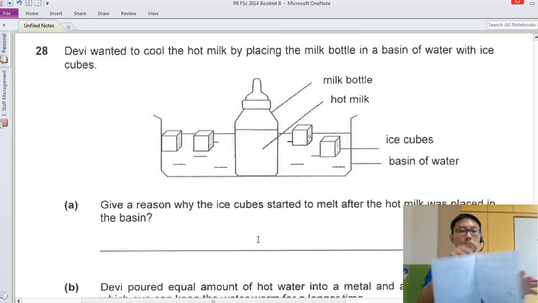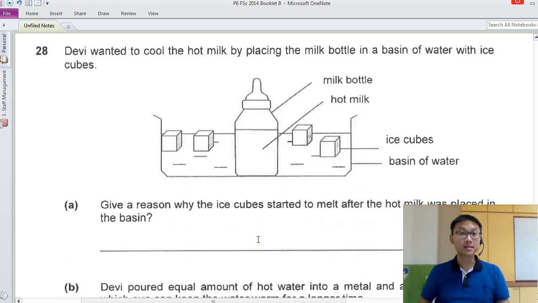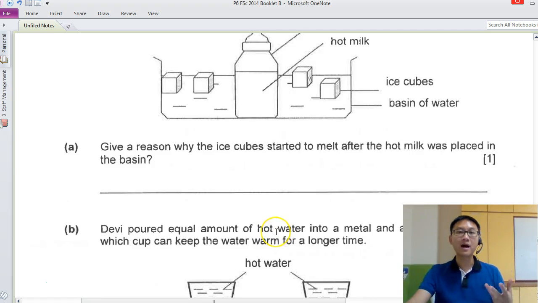Now question 28, this is on the concept of heat. This is a P4 topic, so let's see whether you can recall. Davey wanted to cool the hot milk by placing the milk bottle in a basin of water with ice. It's something that we do all the time. We want to cool something hot, we put it in ice. So give a reason why the ice cube started to melt. Why did the ice melt? Ice melts because it gains heat. So where did the ice gain heat from? Yes, it gained heat from the hot milk.